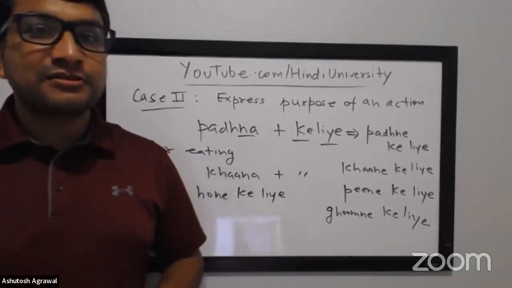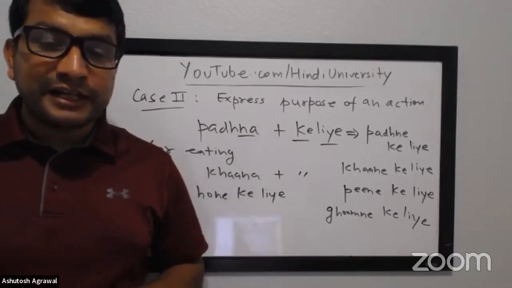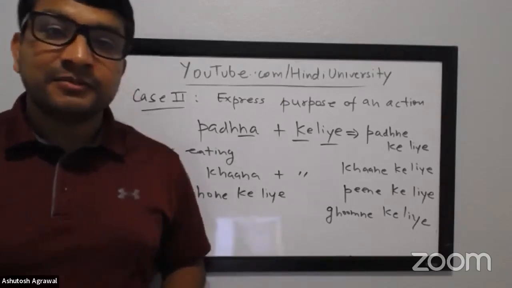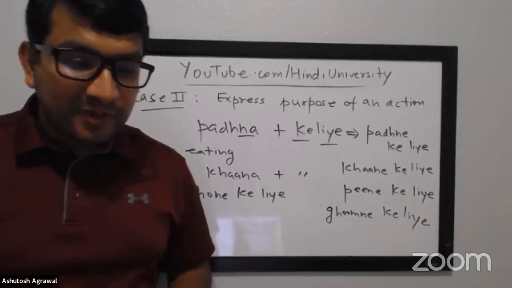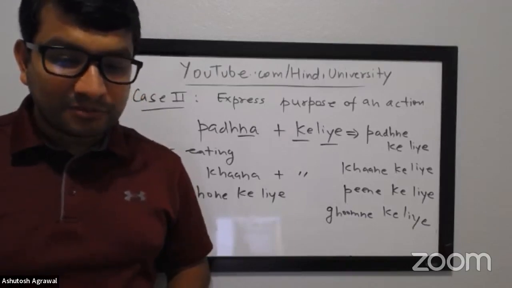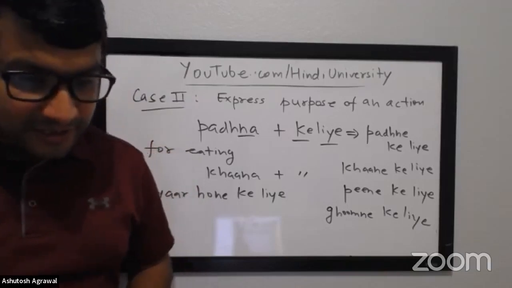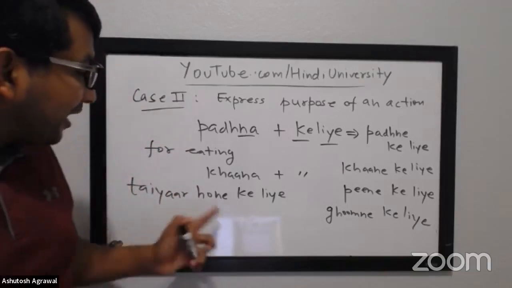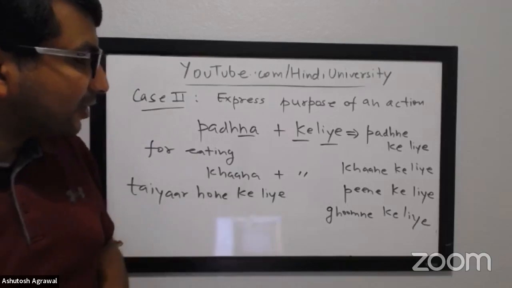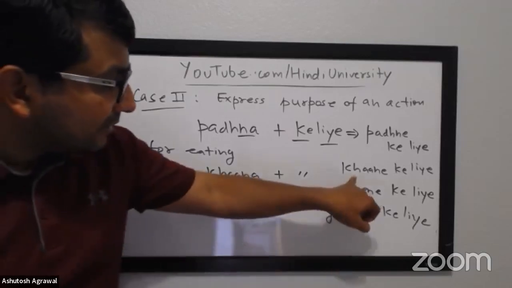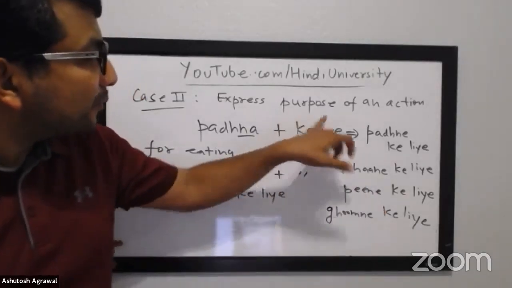Right? So like, let's say there's a lot of people gathered for a wedding and, main tayar hone ke liye, you know, upar wale kamre mein ja raha hun, or ja rahi hun. I'm going to the room upstairs, for getting ready or to get ready. Okay. Tayar hone ke liye. Keep going. Anything else that comes to your mind? And if you notice again, purpose, you're expressing the purpose of an action.